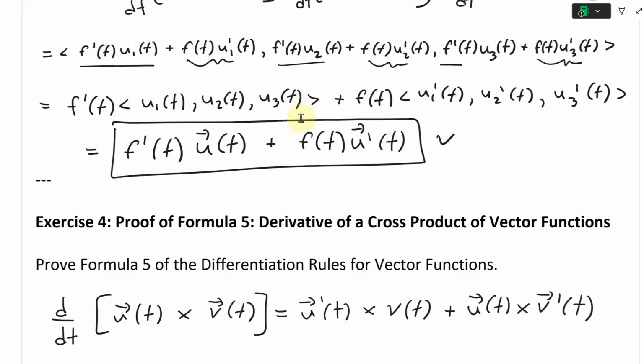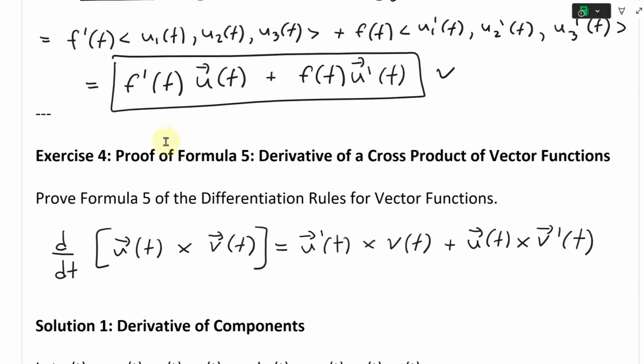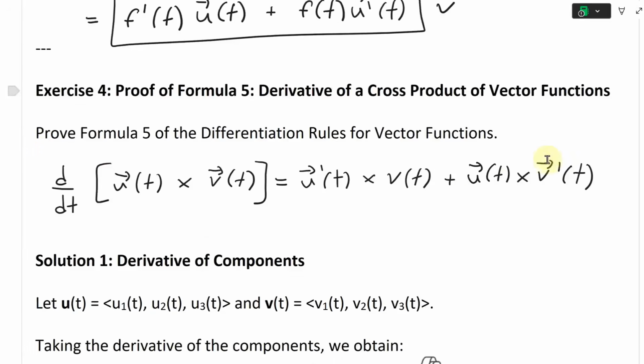All right, now that we've got that, let's take a look at exercise 4, and this is the proof of formula 5, which is the derivative of a cross product of vector functions.